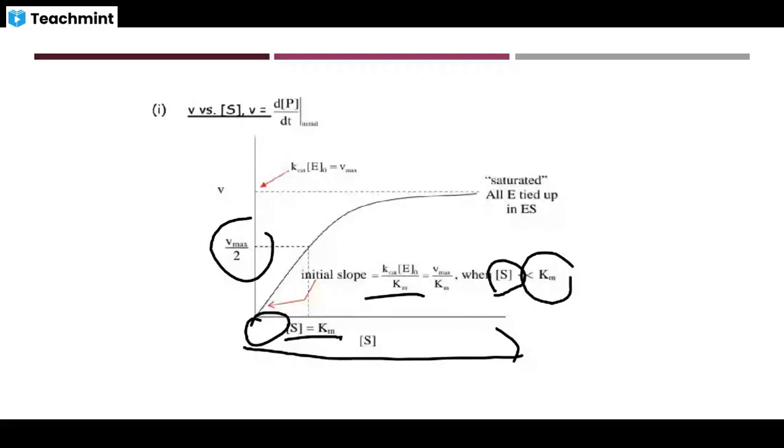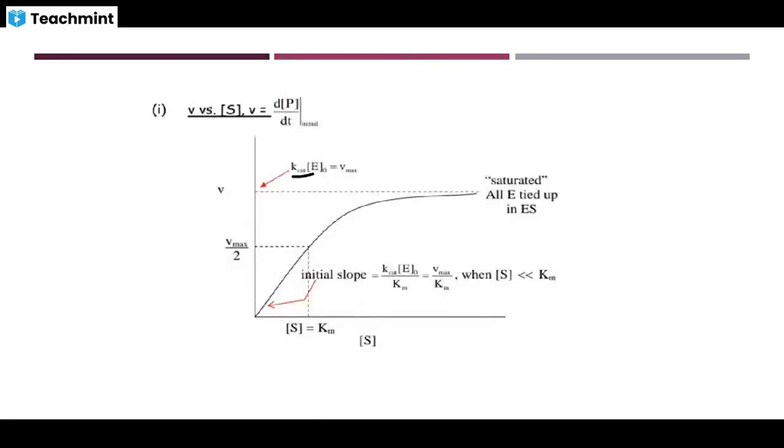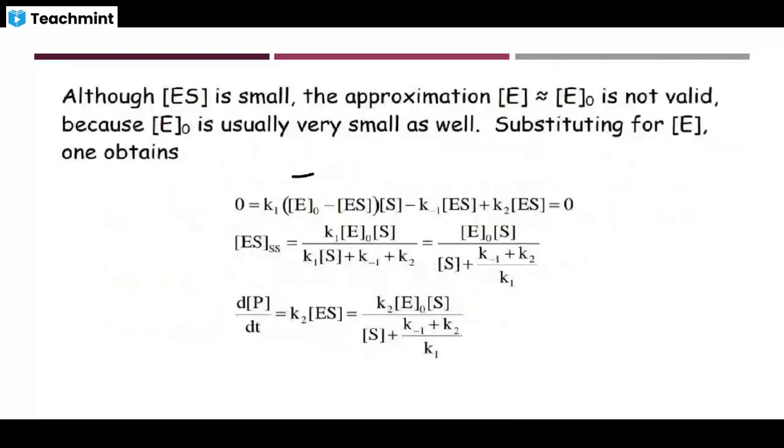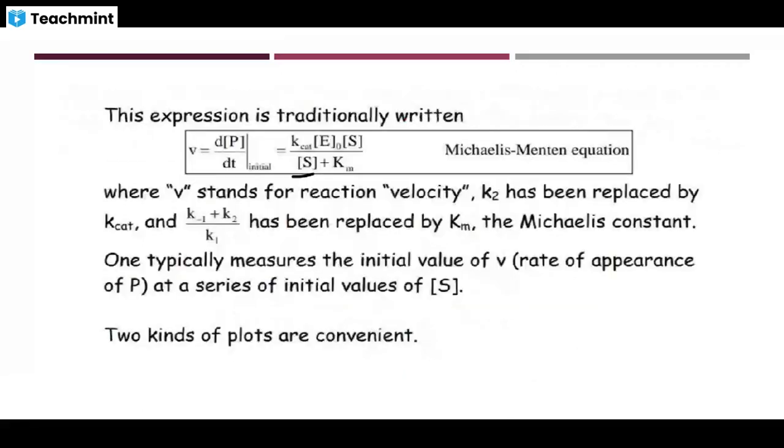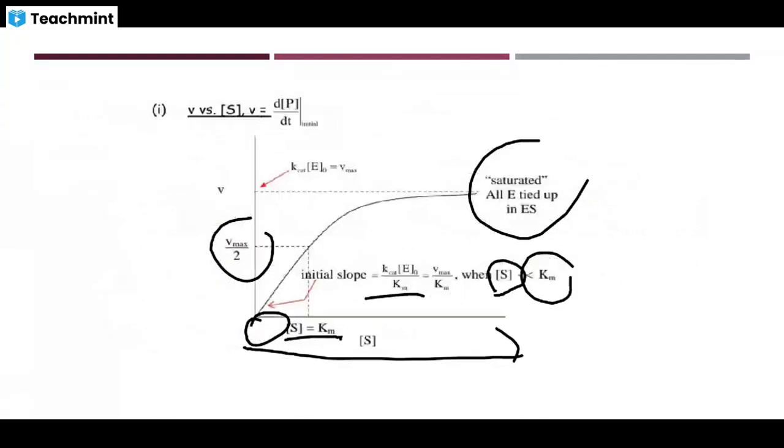What is Vmax? It is when the substrate concentration is very large. When the substrate concentration is very large, the Km becomes negligible. Then the S cancels out. That is the maximum velocity. We call it Vmax, equal to k catalytic E0. k catalytic E0 is called the maximum velocity. The enzyme is saturated because all the enzyme is tied up with the substrate.